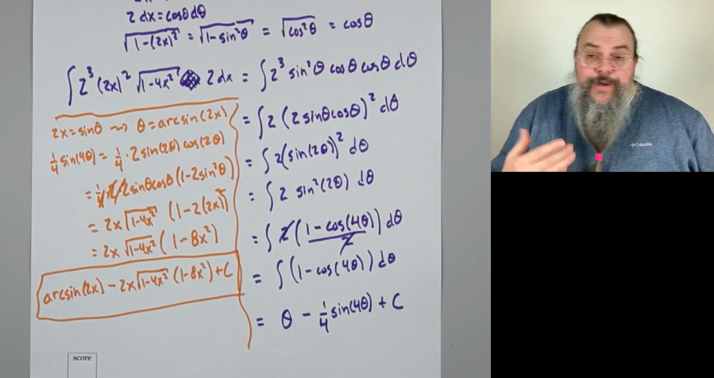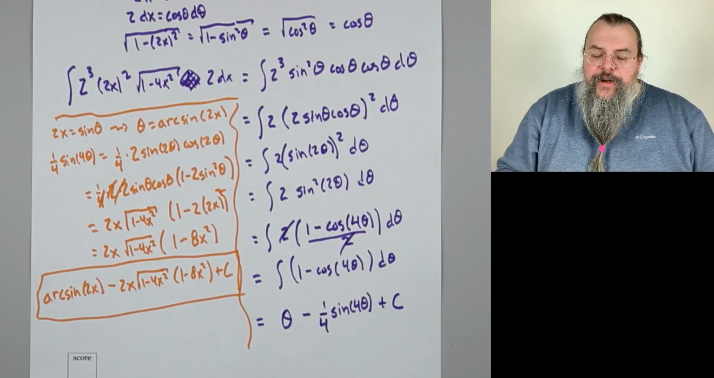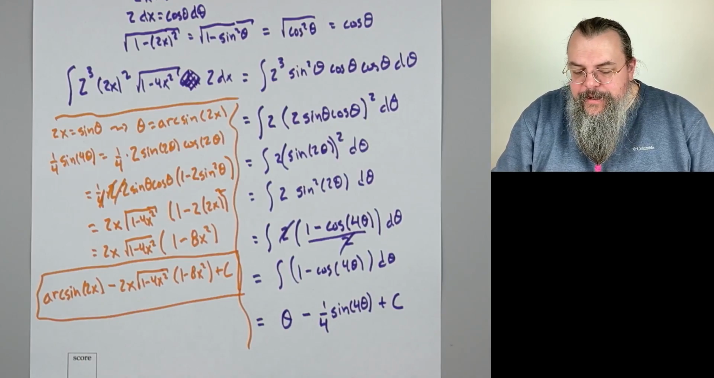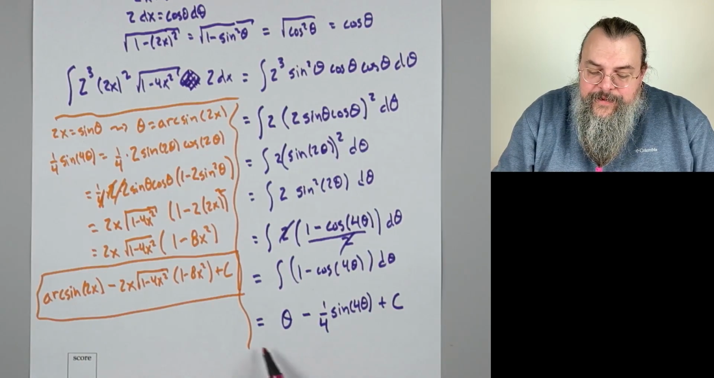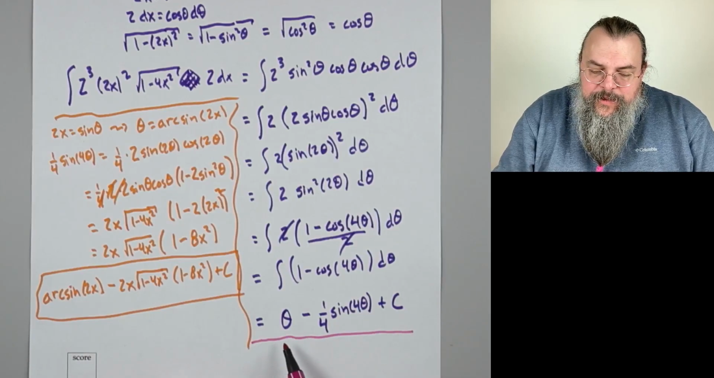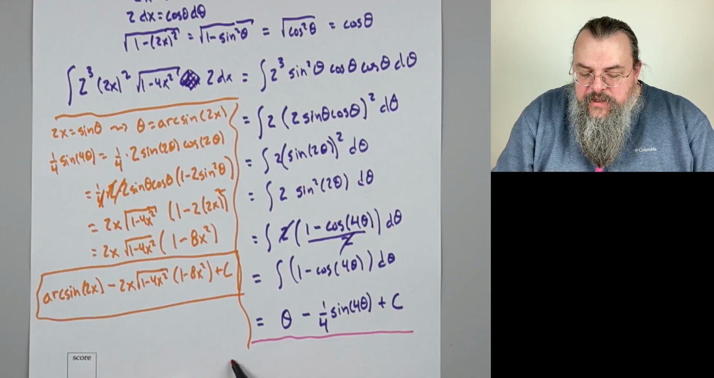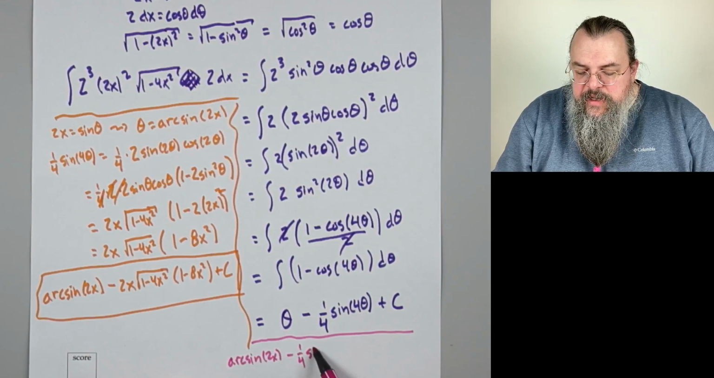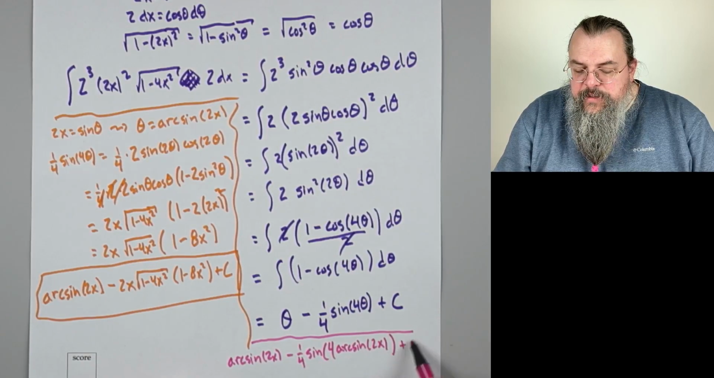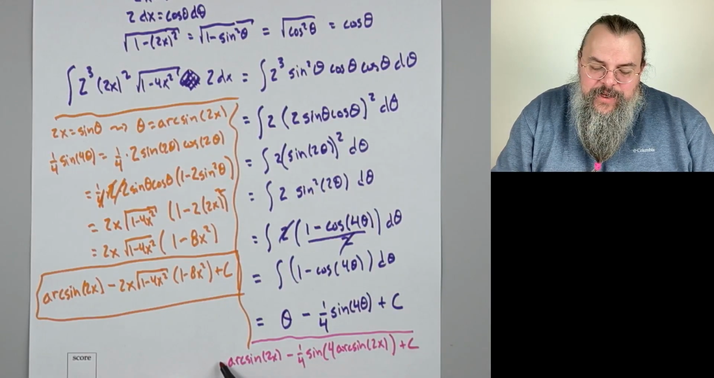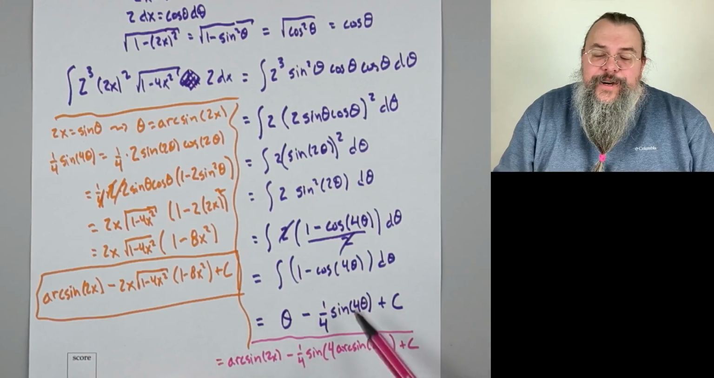Now I will say that from a personal perspective, it just depends on how much you want to tolerate things. But let's suppose we were like, well, I just want to know an answer. We could have said something else here. We could have said, well, look, we know what theta is. It's arcsine of 2x, yeah? So this could also have been arcsine of 2x minus 1/4 sine of 4 arcsine of 2x plus c. And technically this is also correct. But of course that's not what they want. They want you to sort of unravel at the end.